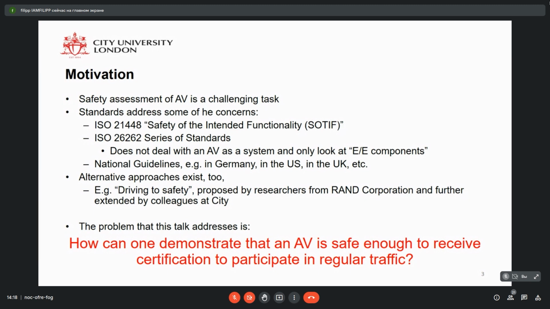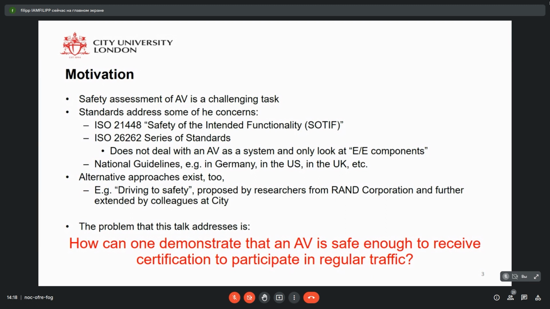And my colleagues have published quite a number of papers where they scrutinized the original publication by the team from the RAND Corporation and came up with the so-called conservative Bayesian assessment, to develop an assessment framework which will be based on the amount of miles or kilometers driven without any failure, but do it in a conservative way. So whatever the uncertainty about our knowledge, the conclusions that you get using these conservative methods are unlikely to surprise you in a sense of coming up with over-optimistic predictions.